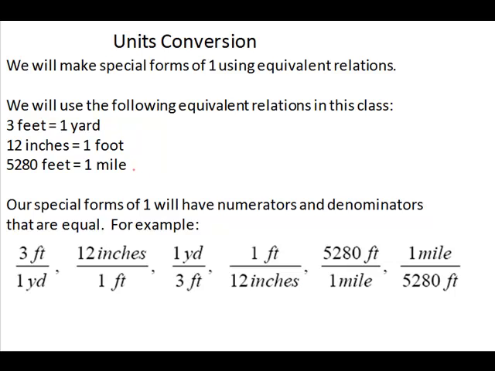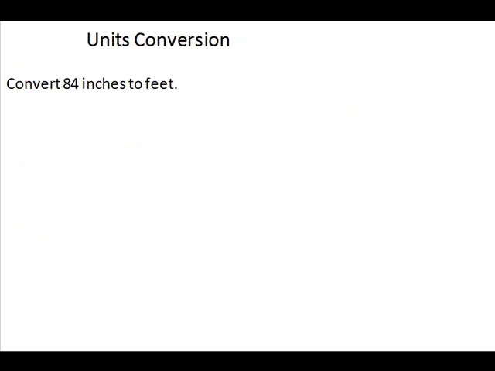And for our third equivalent relation, 5,280 feet equals 1 mile, we can have it in this form or with 1 mile over 5,280 feet. All of those give us a special form of 1, which we will multiply by. Remember, we can always multiply by 1 and get back something that's equivalent. And we will do it so that we can cancel a unit. Let's look at an example.